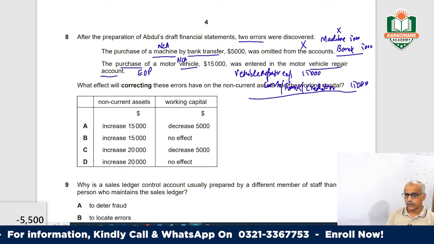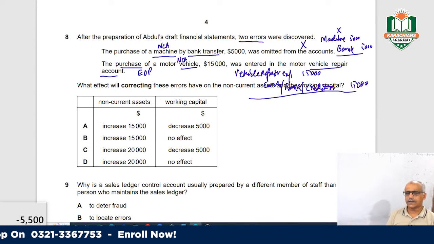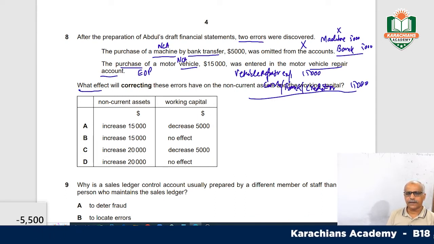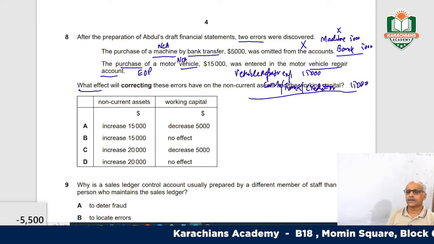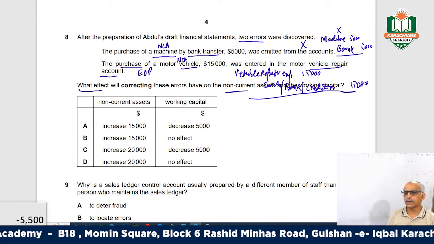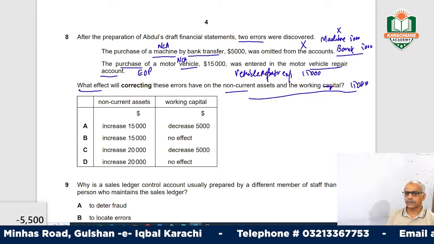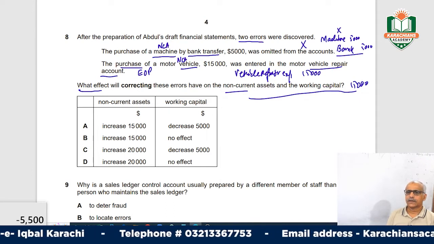So what will be the effect of correcting these errors? If you correct these errors, what will be the effect on the non-current assets and working capital?